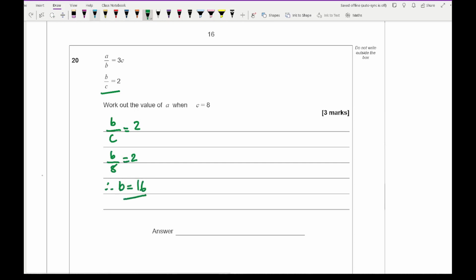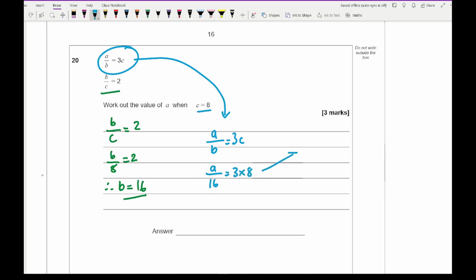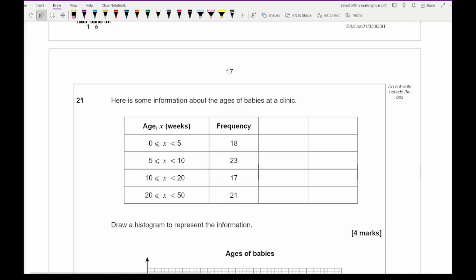And from this, what we can then do is use this. So we've got A over B equals 3C. We know that B is 16. So A over 16 is going to be 3 times C, so that's 3 times 8. So we get A over 16 equals 24. So A equals 24 multiplied by 16, which is 384. So looking at question 21, it says here is some information about the ages of babies at a clinic. And the question is asking us to draw a histogram to represent the information.